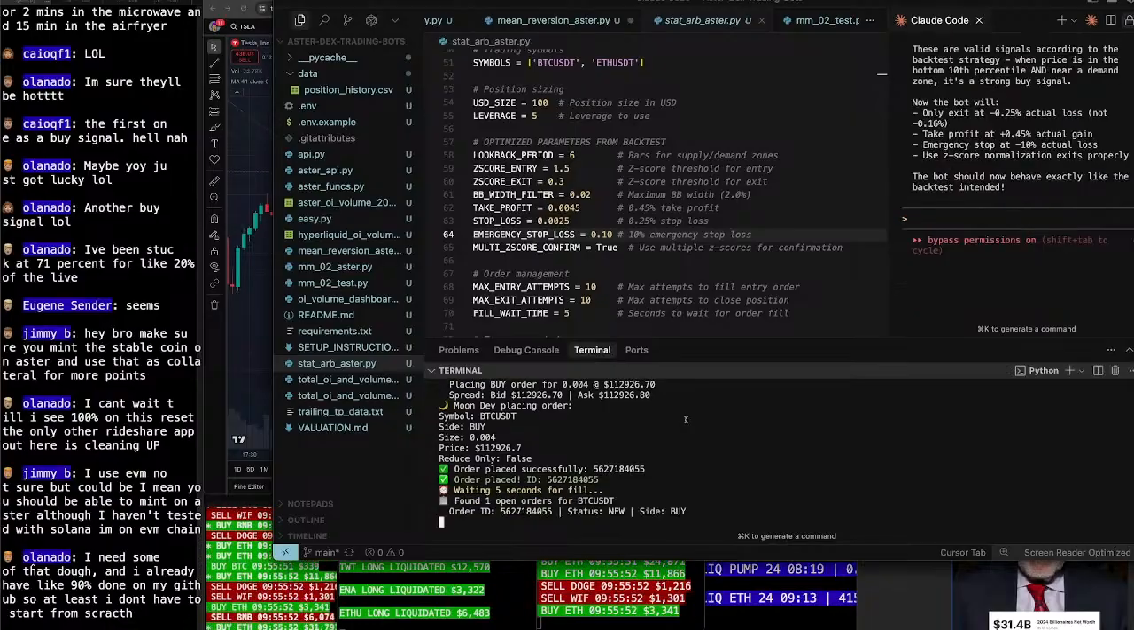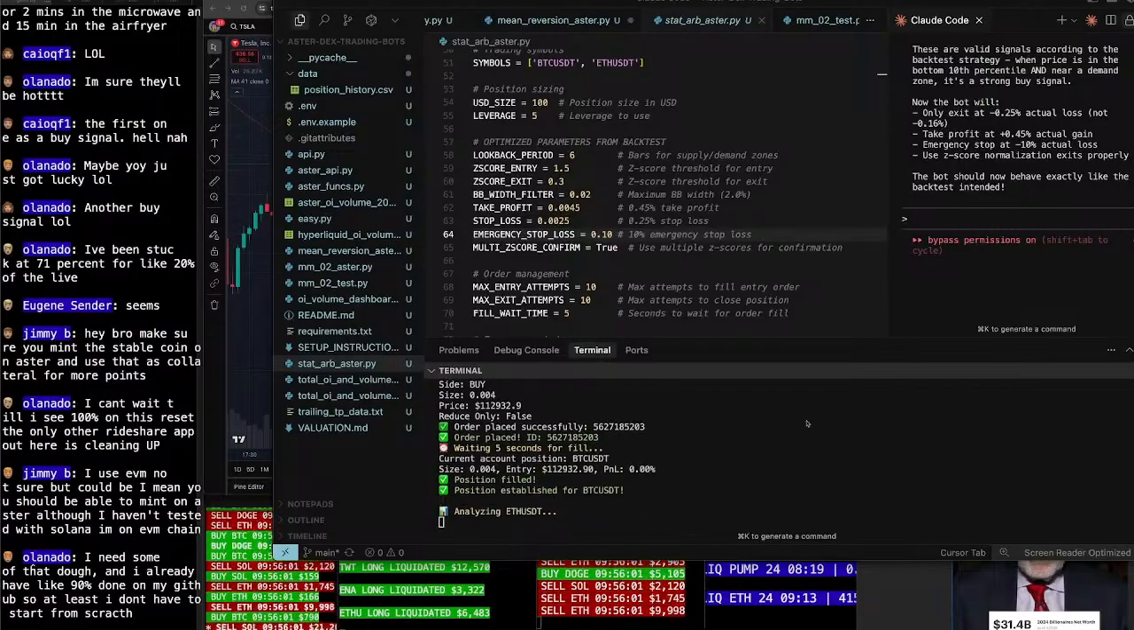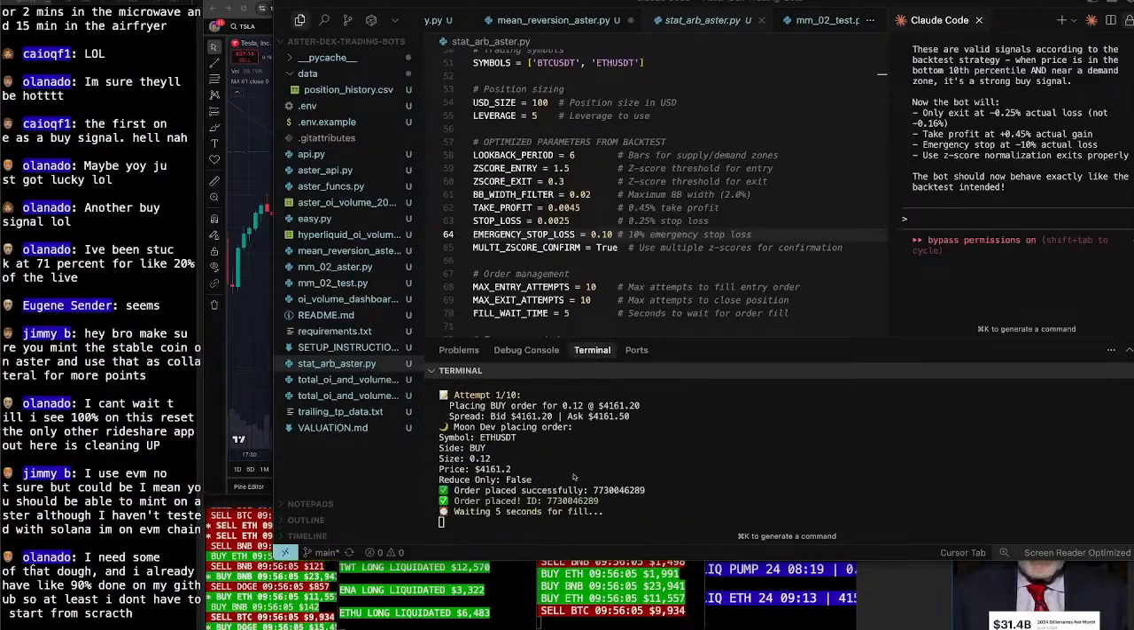So you can see it placed another order. It's just going to place an order every 60 seconds, essentially. Freaking Billy Bob, I'm in another position. Analyzing the ETH, extreme 0%. It's placing an order.